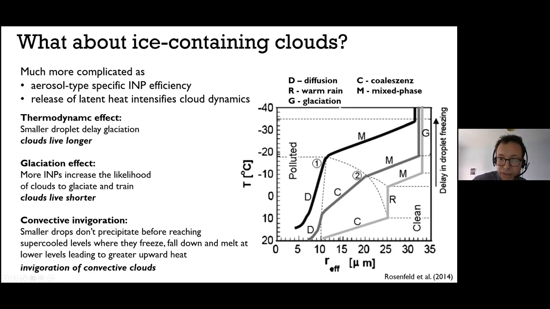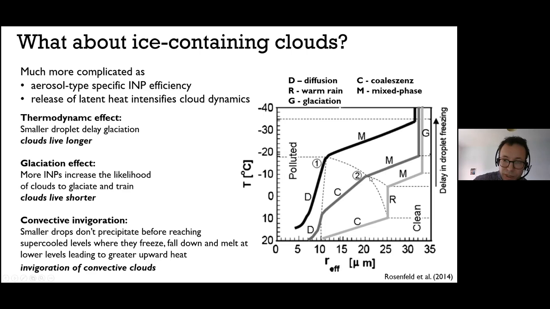And you can see here already that there is a delay in droplet freezing, and the temperature when cloud glaciation starts is decreased. So clouds need to get colder and colder. And there's a couple of effects that have been proposed, which are the effect that the smaller droplets delay glaciation, which is what you can see here. It takes longer for droplets to grow, and they are glaciating later.